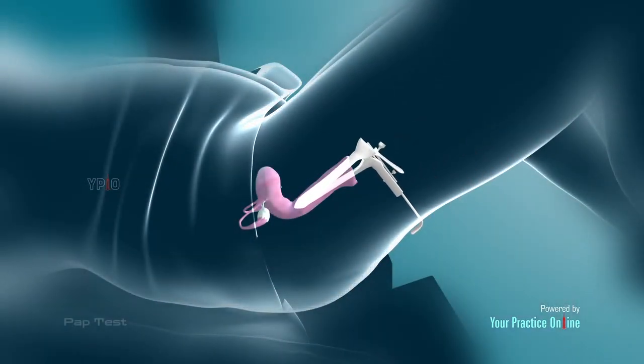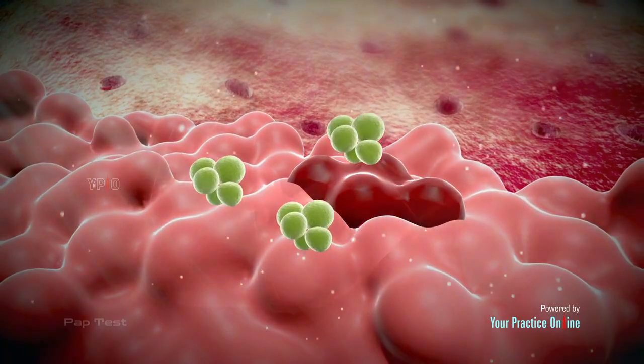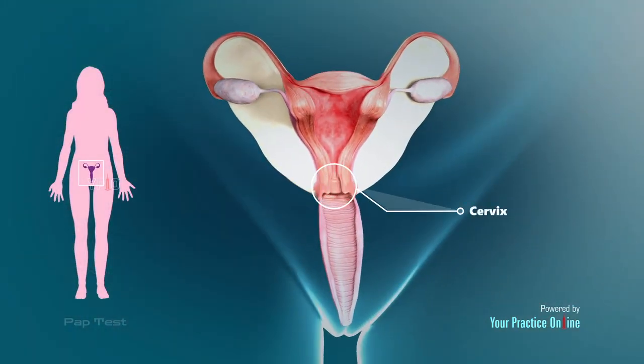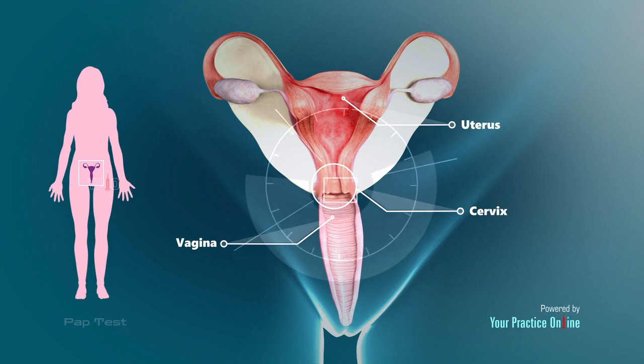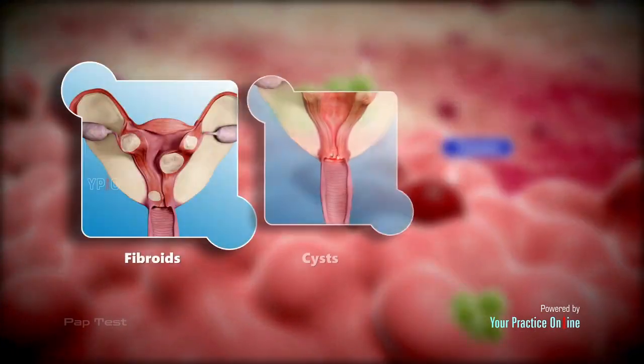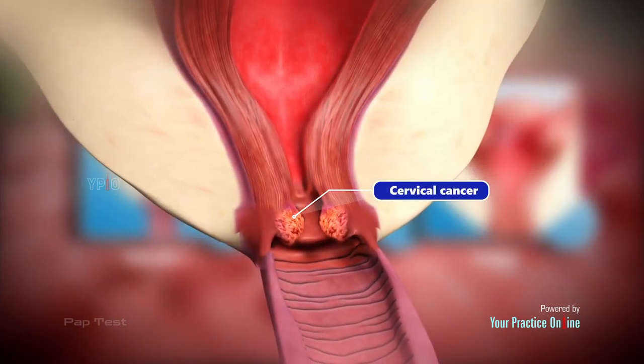Introduction. A Pap test, also known as a Pap smear, is a test performed to look for abnormal cell changes within the cervix. The cervix is part of the female reproductive system that connects the uterus or womb to the vagina. The cells of the cervix may sometimes undergo abnormal changes leading to formation of benign tumors such as fibroids, cysts, and polyps, as well as precancerous lesions that can lead to cervical cancer.